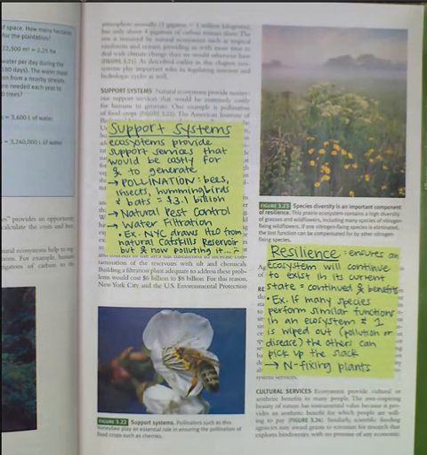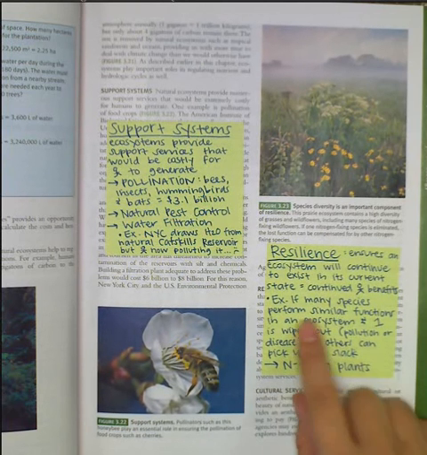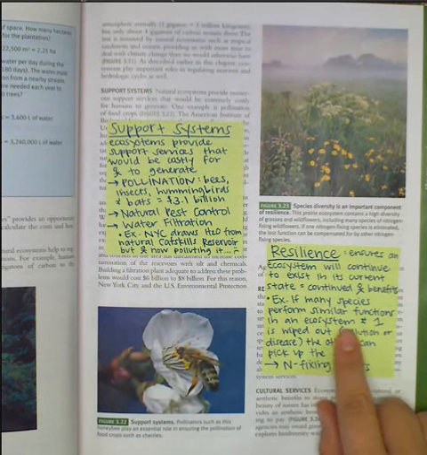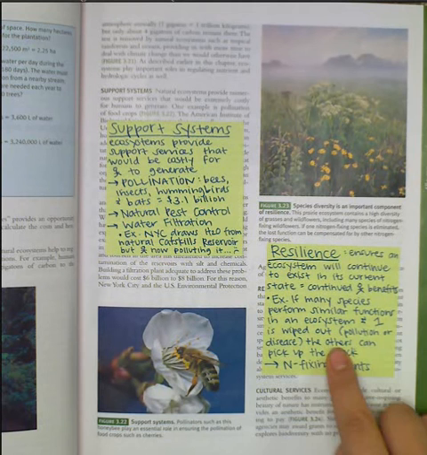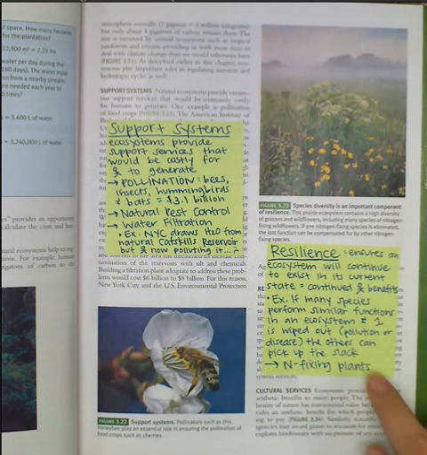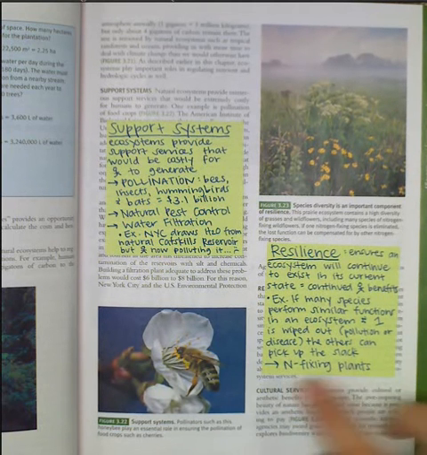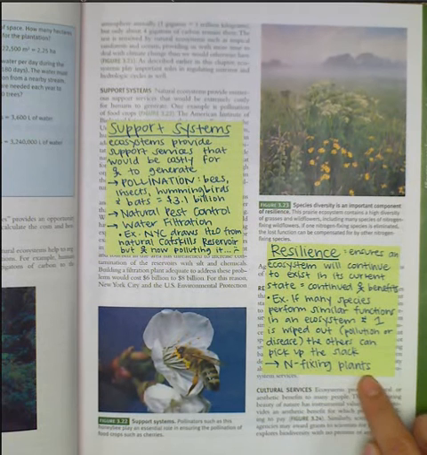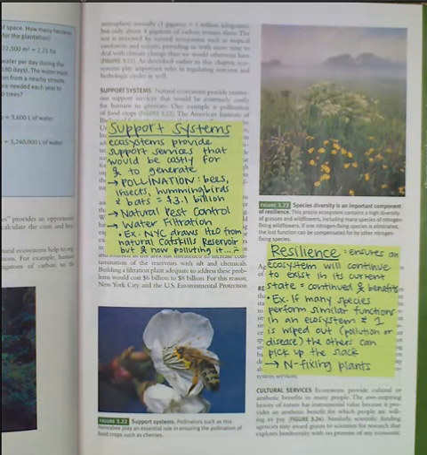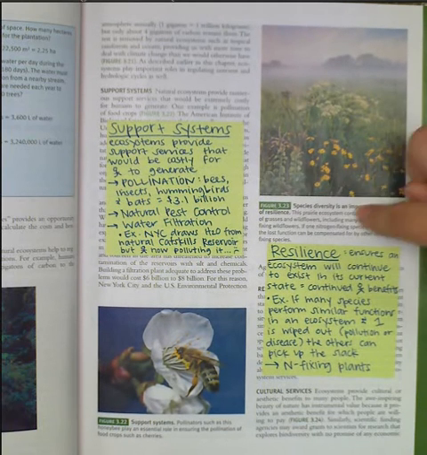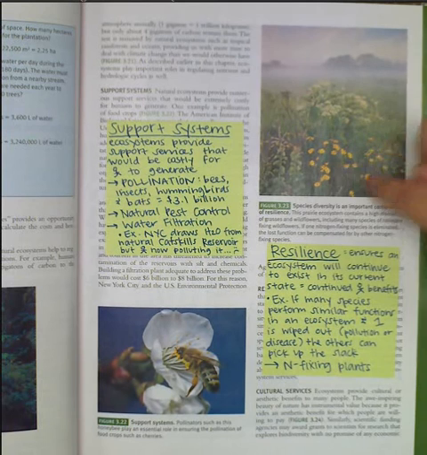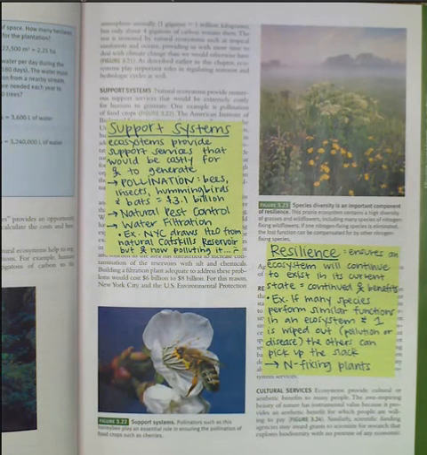Okay, so for example, if many species perform similar functions in an ecosystem and one is wiped out due to pollution or disease, the others that perform the same function can pick up the slack. Okay, this happens a lot in nitrogen fixing plants because we need nitrogen fixers because we don't want to have a ton of nitrogen in the air. Okay, so this is going to be an example of species diversity. So we want to have a lot of different kinds of plants that do the same job.